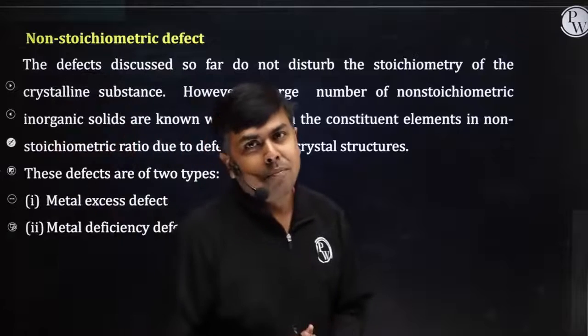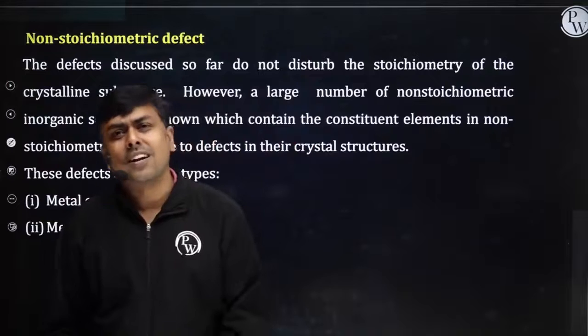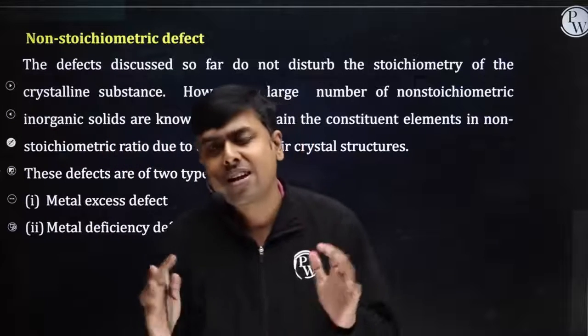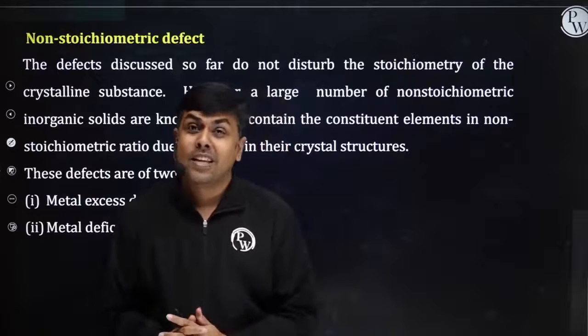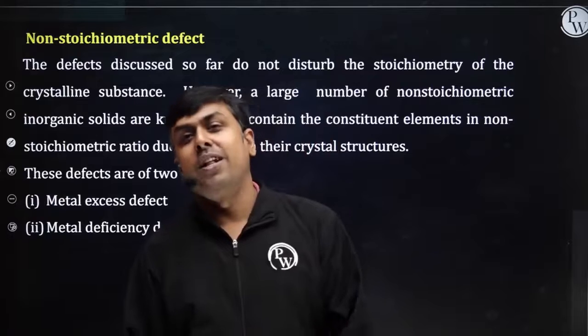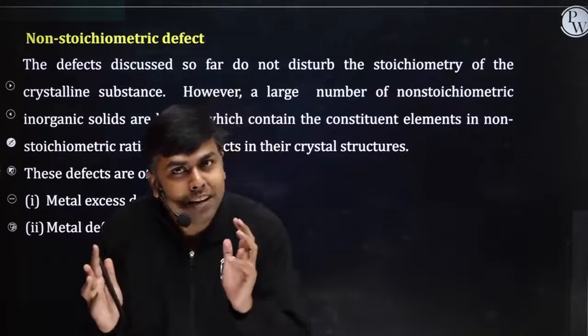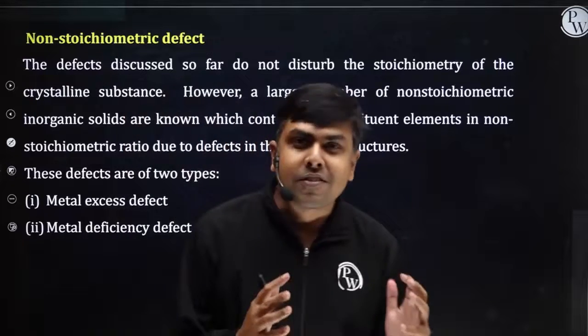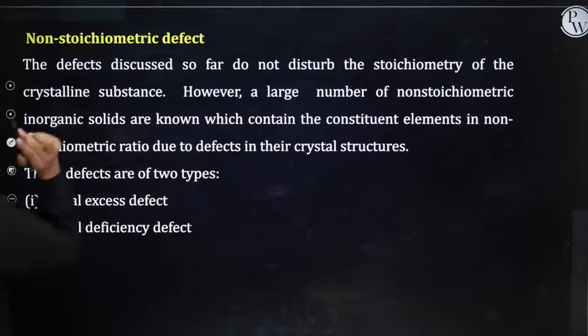Students, so till now we have mainly discussed the stoichiometric defects. Now let's start our discussion on non-stoichiometric defects. In case of non-stoichiometric defects, the empirical formula is not the same. The stoichiometry of the compound gets disturbed. Either we may have an excess of cations or we may have an excess of anions. Am I clear? Let's have a look at the slide.